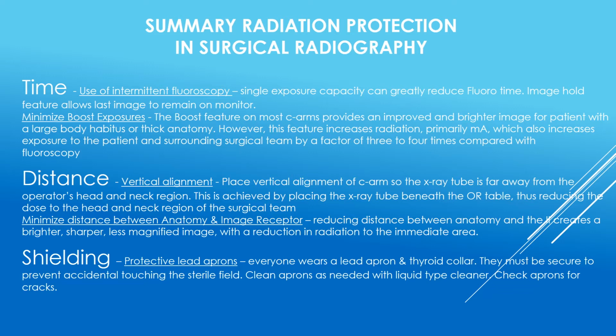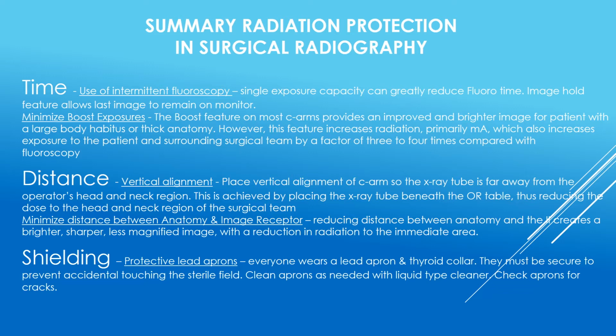Minimize boost exposures. The boost feature on most C-arms provides an improved and brighter image for the large body habitus or thick anatomy. However, this feature increases radiation, primary mA, which also increases exposure to the patient and surrounding surgical team by a factor of 3 to 4 times compared with the regular fluoroscopy.